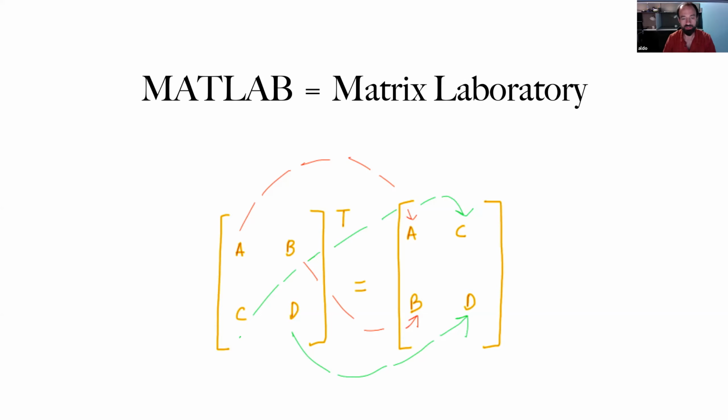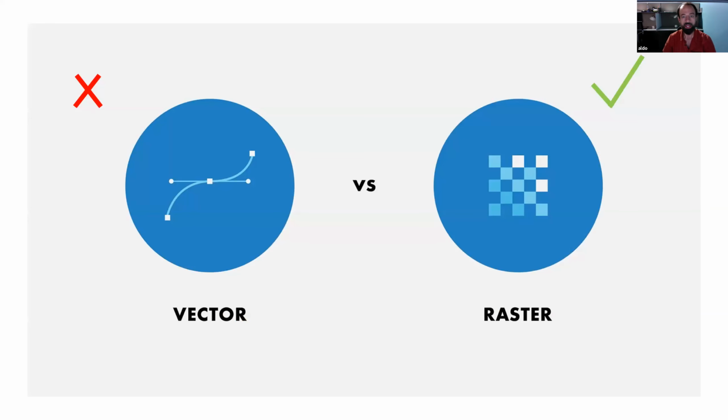Everything is done on matrices. This is a reminder on how, for example, transposition of a matrix works, and we'll provide a recap on how matrix operations work. Since it works with matrices, it's best used for data analysis involving raster files. It's not really the best for analysis involving polygons and vectors, although there are toolboxes that can be implemented in MATLAB to do so.